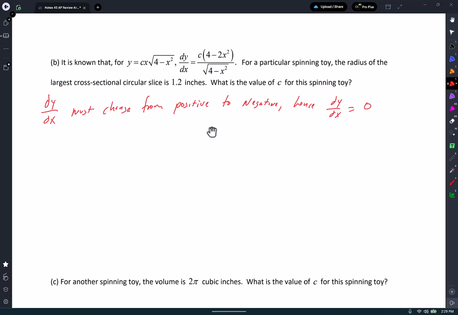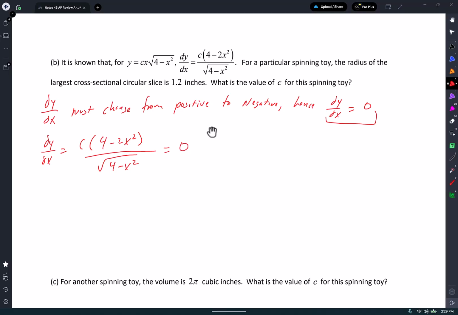You can probably get away with not writing that statement and just writing dy/dx equals 0, but I would probably write it anyways. Does this logic make sense? Okay, so what am I going to do? I'm going to write dy/dx equals c times (4 minus 2x squared) over the square root of 4 minus x squared, and I'm going to put equals 0.